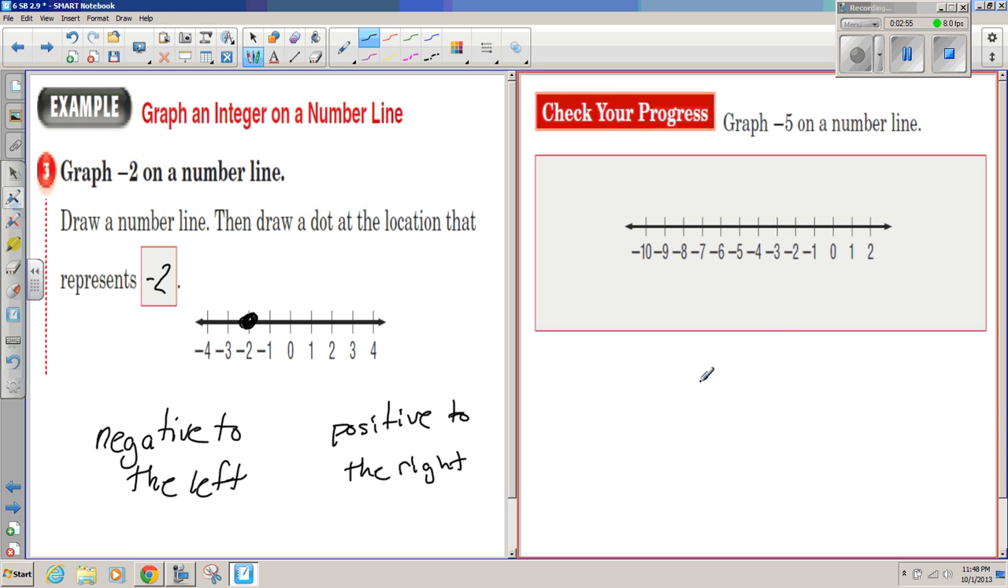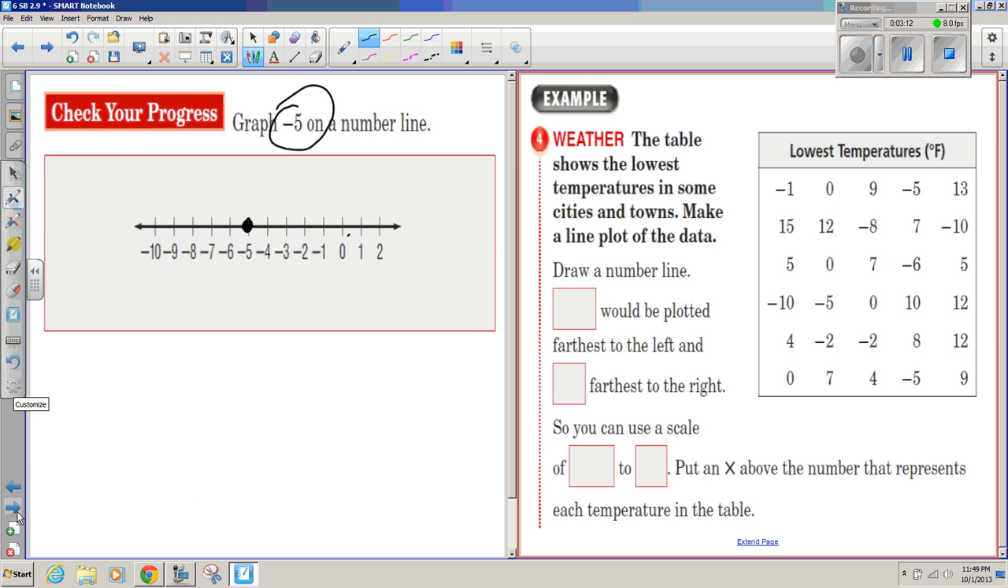All right, so graph this on the number line. Let's see how 0 doesn't have to be the middle. 0 can be anywhere you want. A negative number is to the left of 0. So 1, 2, 3, 4, 5. There's plotting an integer on a number line.